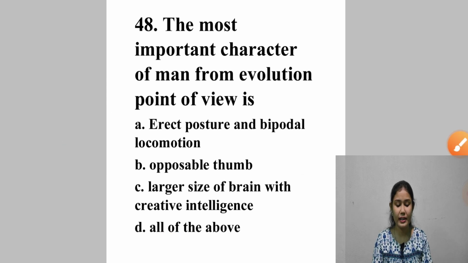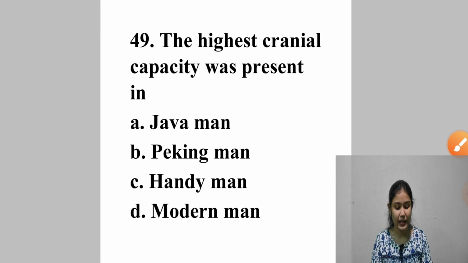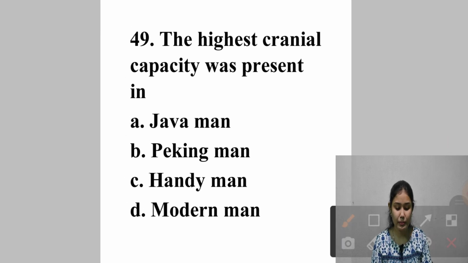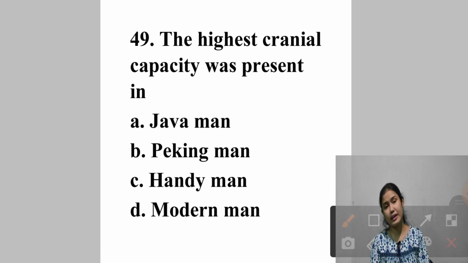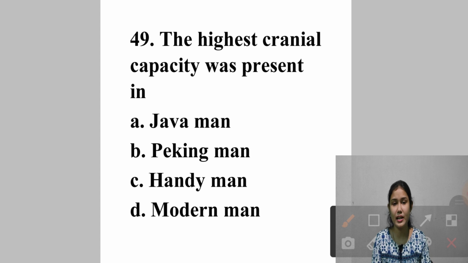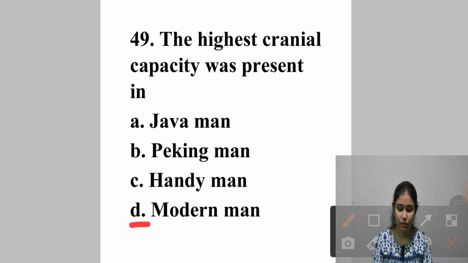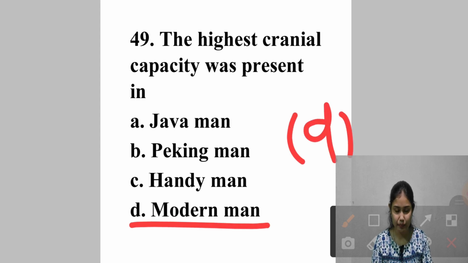The highest cranial capacity was present in A, Java man, B, Peking man, C, handyman, D, modern man. So what is this cranial capacity? Cranial capacity is a measure of the volume of the interior of the skull of those vertebrates who have a brain, right? And we measure it in the unit of cubic centimeter. Okay. So the modern man has the highest cranial capacity. Okay. So answer will be option D. Now come to question number 50.